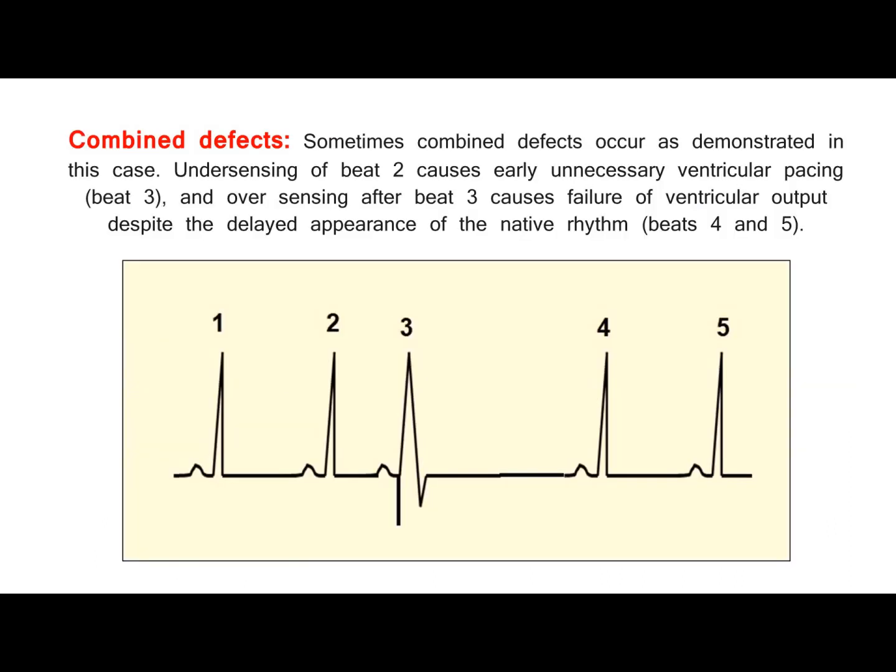Combined defects. Sometimes combined defects occur as demonstrated in this case. Undersensing of beat 2 causes early unnecessary ventricular pacing, beat 3, and oversensing after beat 3 causes failure of ventricular output despite the delayed appearance of the native rhythm, beats 4 and 5.